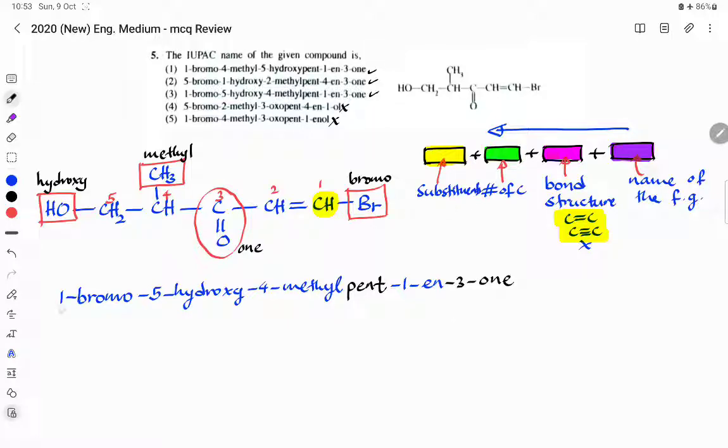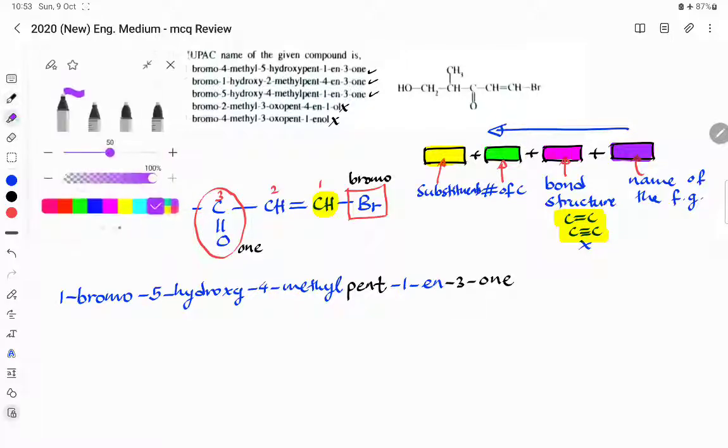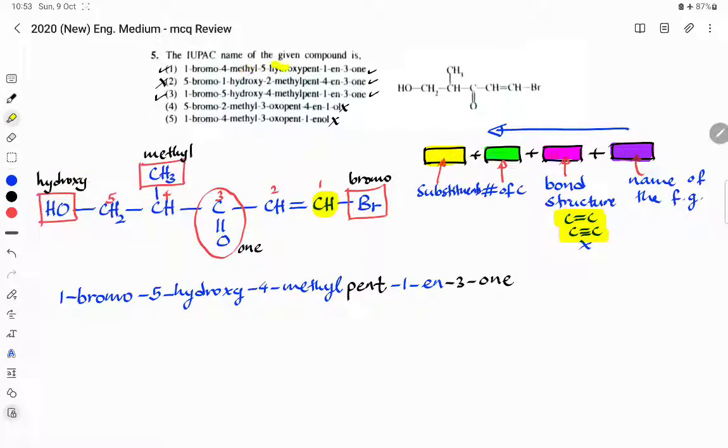The substituent should start from 1-bromo. So this is 1-bromo. This is 5-bromo, so it's wrong. This is 1-bromo. So look at the difference between the first answer and the third answer. Here it's 1-bromo 4-methyl 5-hydroxy. The order is incorrect here because H comes before M in the alphabetical order. Therefore, the answer for this question should be the third one. Right, let's go to the next question.